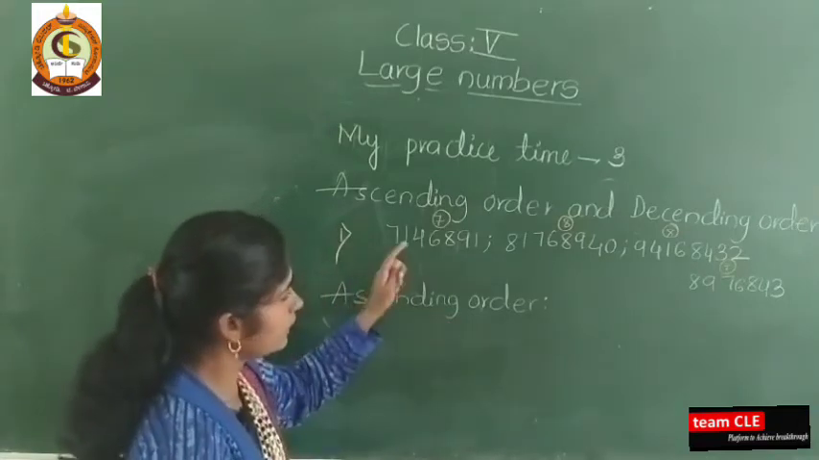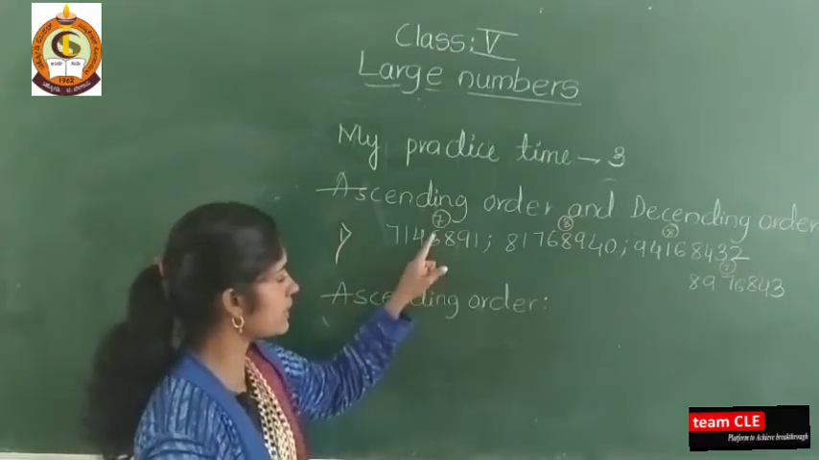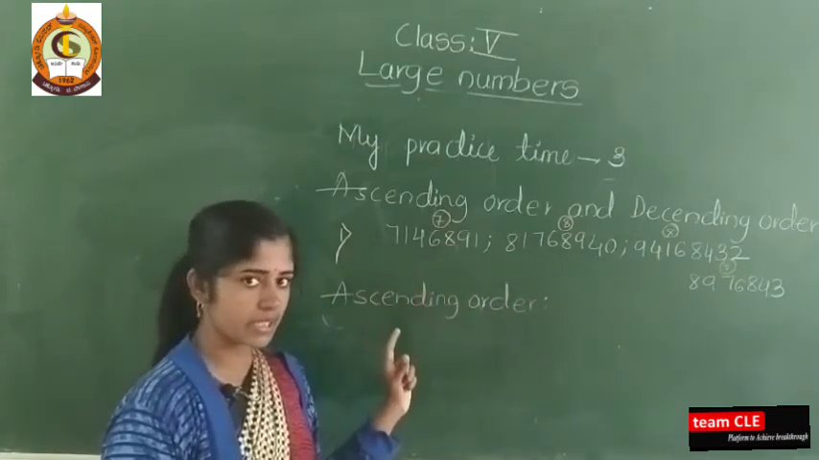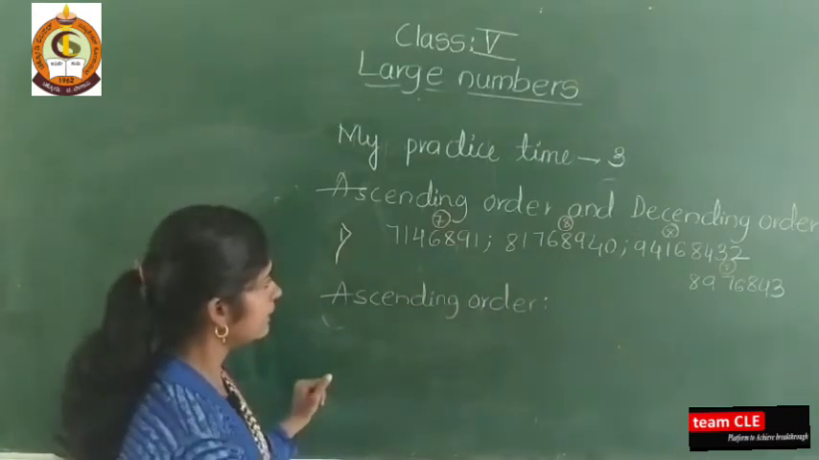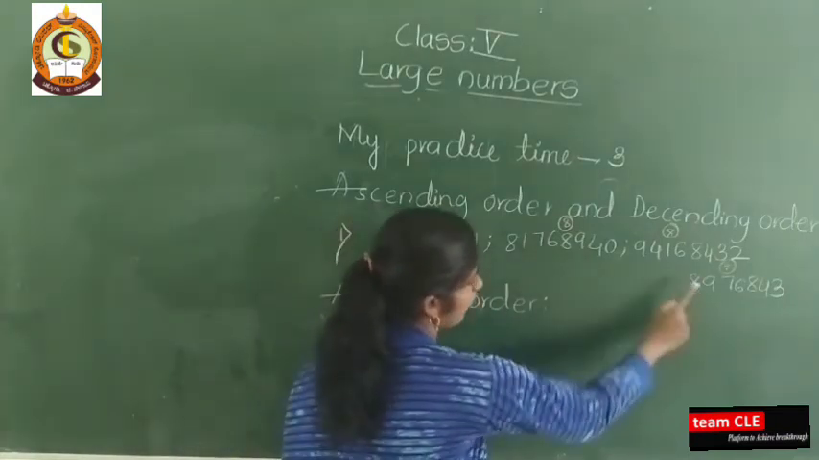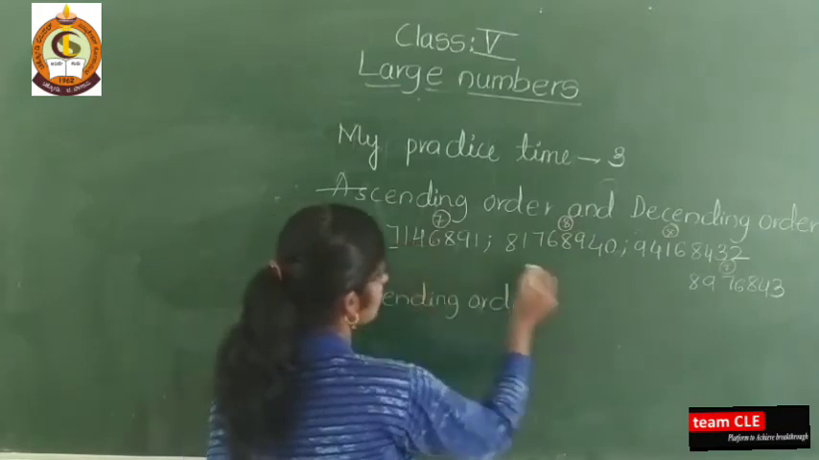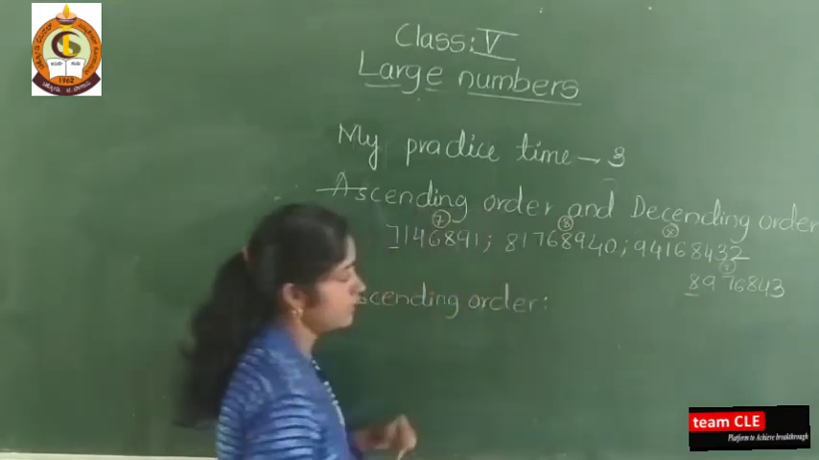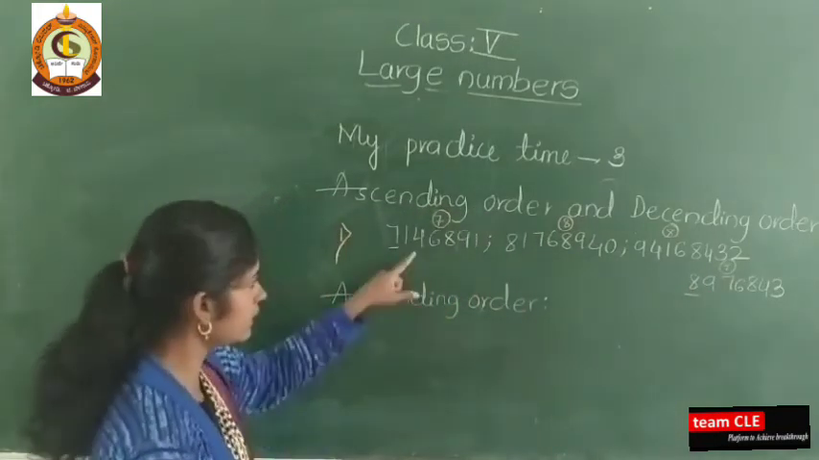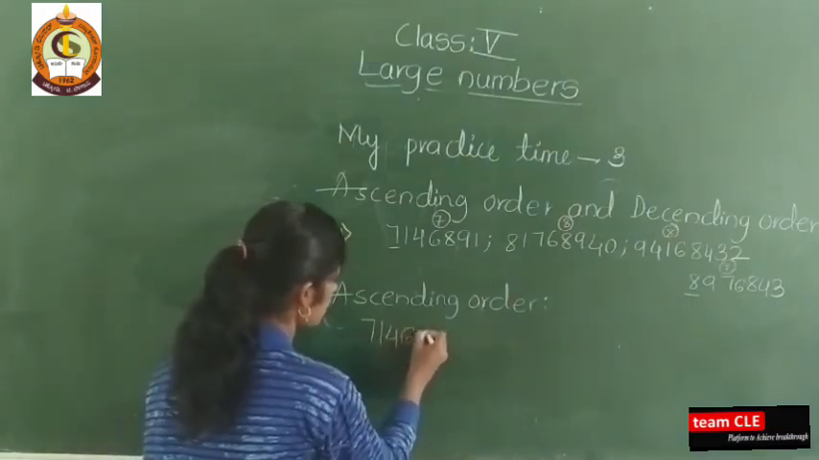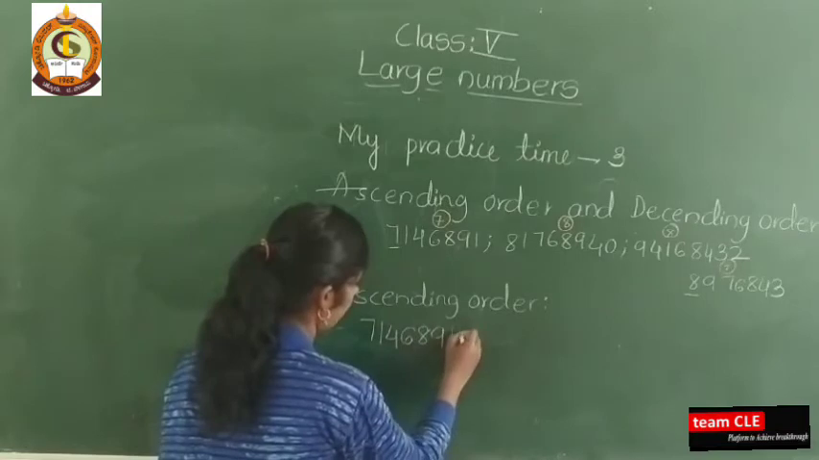So here, you already know, we have 7 digits, 8 digits, 8 digits, 7 digits. So a 7-digit number is the smallest number. Next, there are two 7-digit numbers. Then you need to compare these two. Here 7 is there and here 8 is there. Then tell me which one is smallest here? This. So write here 7, 1, 4, 6, 8, 9, 1.